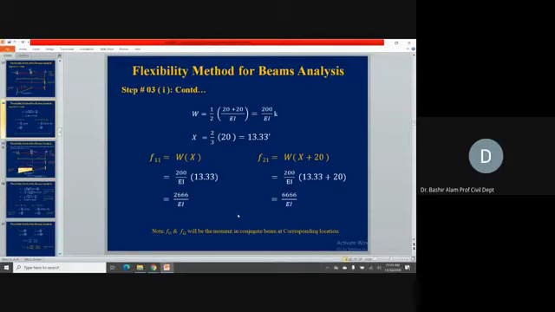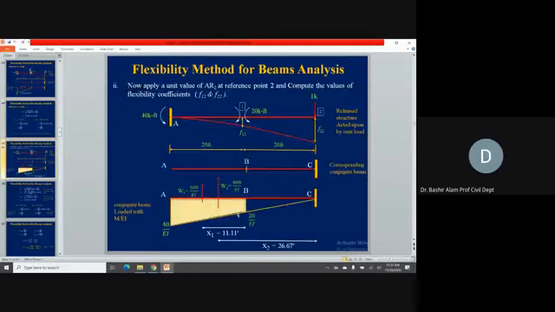In order to construct the second column of this flexibility coefficient matrix, now we need to apply the unit redundant action corresponding to AR2, and here we see now their situation. This is AR2, so corresponding to that, in the same direction one kip is applied. Now to draw the M over EI diagram, we need to find out the moment value. So 1 times 20, this is becoming 20 kip feet, and 1 times this 40, it is becoming 40 kip feet. And here you see the conjugate beam, and this is now the conjugate beam loaded with the M over EI diagram.